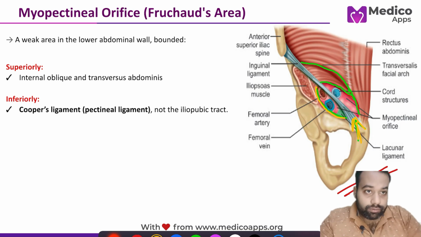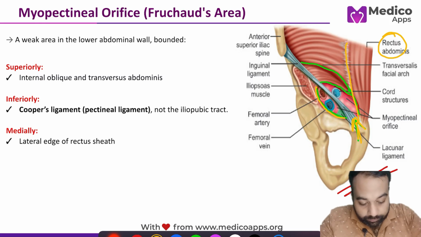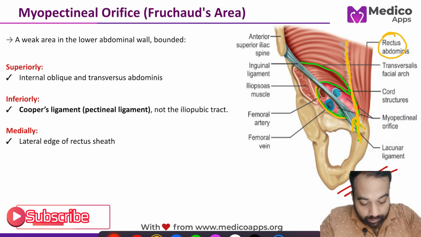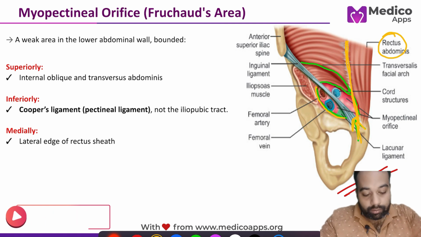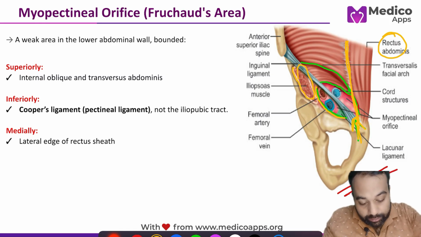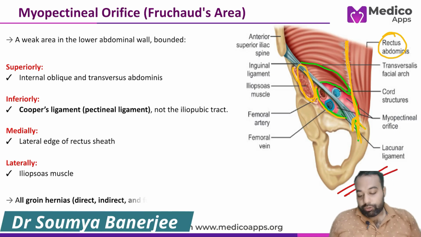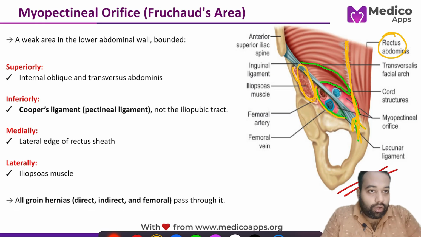Now your medial boundary is basically formed by the rectus abdominis. This is the rectus abdominis muscle, right? The lateral edge of this rectus abdominis muscle, I'm trying to highlight it here, is going to form the medial boundary, right? Then your lateral boundary. This one is your iliopsoas muscle, right? The iliopsoas muscle basically forms the lateral boundary of the myopectineal orifice. Okay. So I have already mentioned the significance: all groin hernias basically pass through it. So if you take care of this, you are going to take care of all these hernias.